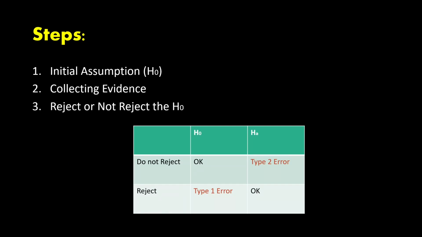Here we have the confusion matrix. Those who have gone through classifiers definitely know about this confusion matrix. So, do not reject: this is the case, the null hypothesis should not be rejected. Here we are rejecting the null hypothesis through the evidence. We will see type 1 and type 2 errors in upcoming sessions.